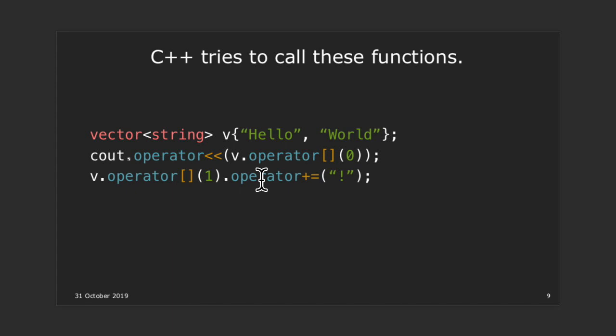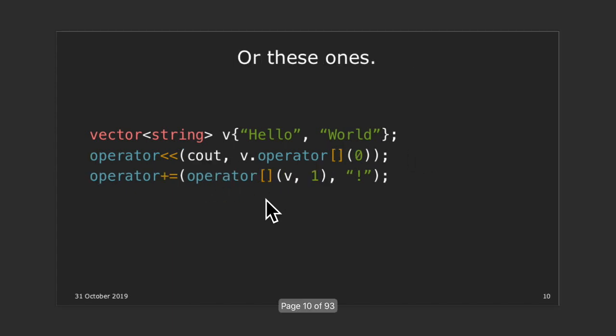I also made a small mistake here. Notice that I specifically did not write this as a binary one, and this should also be v dot operator bracket 1. There are some operators where you cannot write them as non-member functions, and I'll go over that as well.